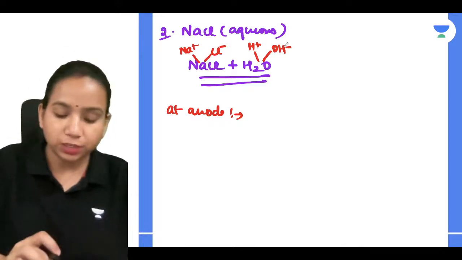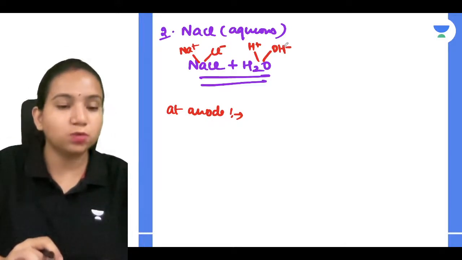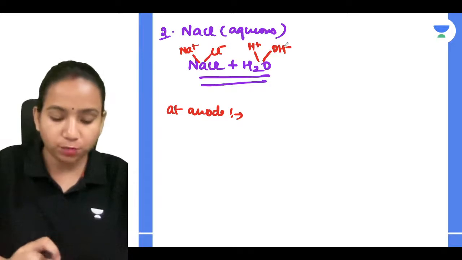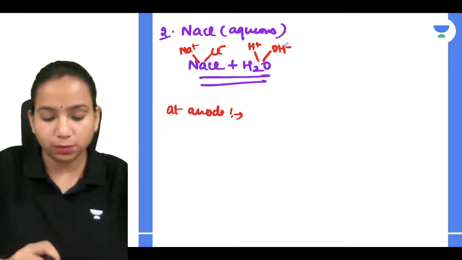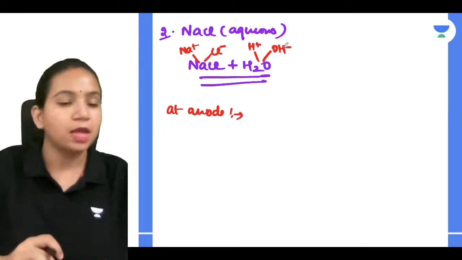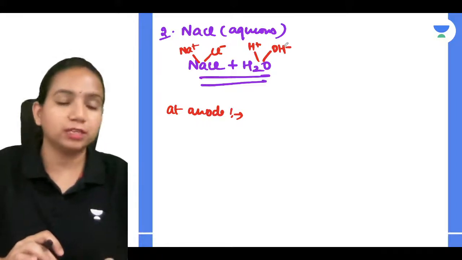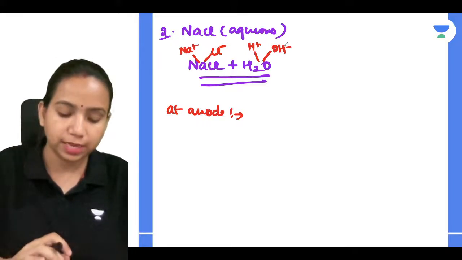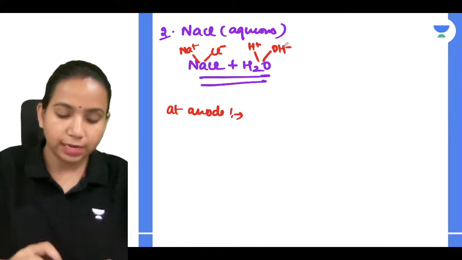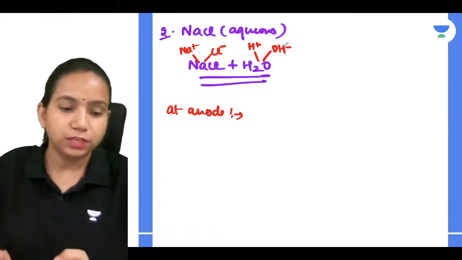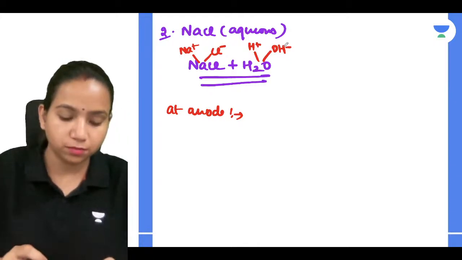Correct? But if I talk about what will be getting at anode and what will be getting at cathode, all of you must have learned the chlor-alkali process in 10th standard. You remember what used to be obtained at the anode and at the cathode? Tell me guys. Tell me everyone. Veena, Siddharth, everyone. What do you say it is going to be? What reaction?